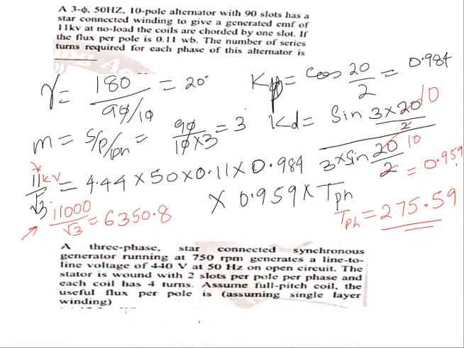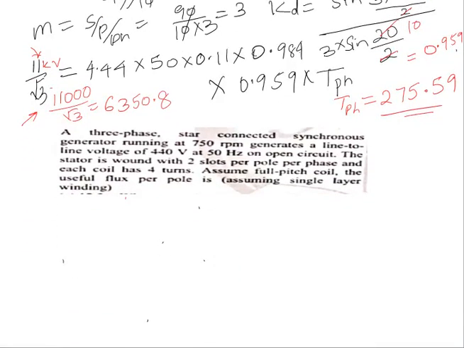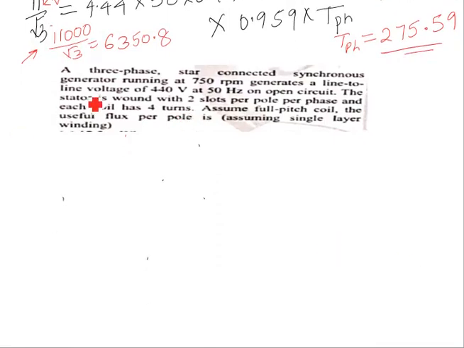So the next problem we discussed in our last class is this. A three-phase star-connected synchronous generator at 750 RPM generates a line-to-line voltage. Slot per pole per phase, m, is given as 2. So first calculate the slot angle. Slot per pole will be 2 into 3, that is 6: 2 slot per pole per phase multiplied by 3 phases.